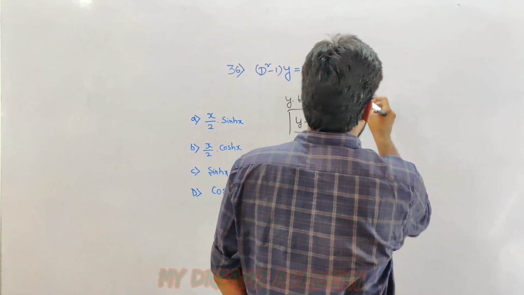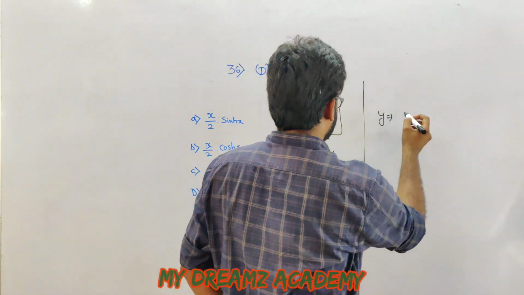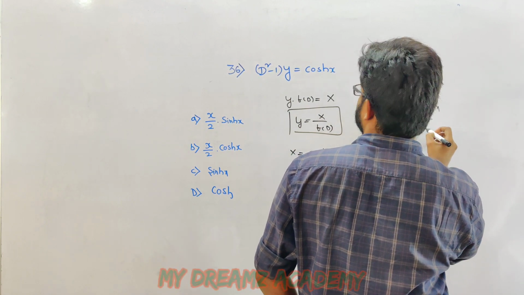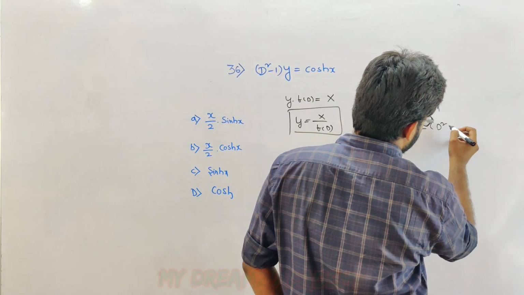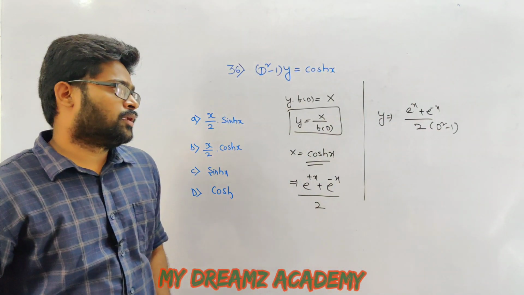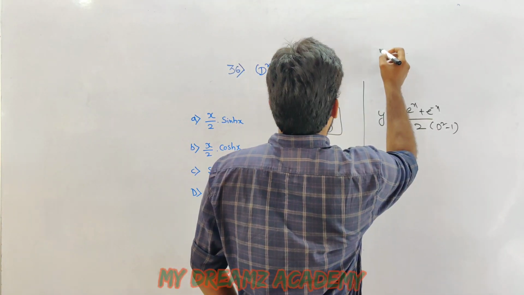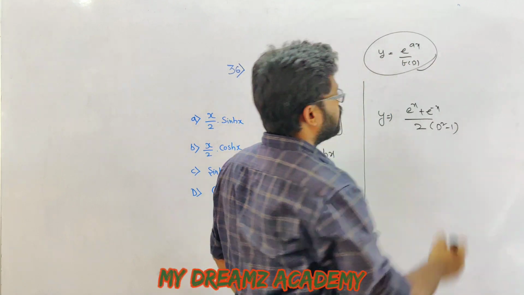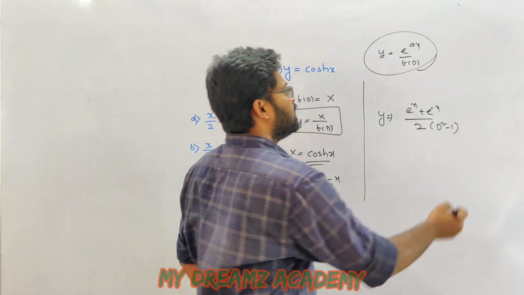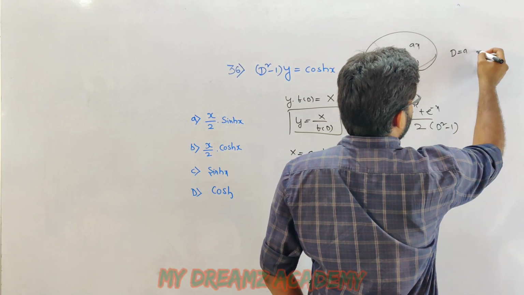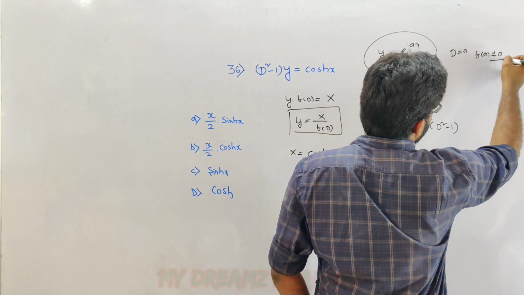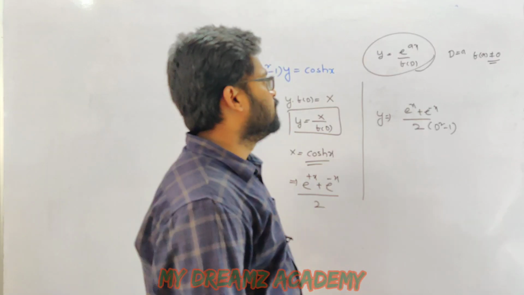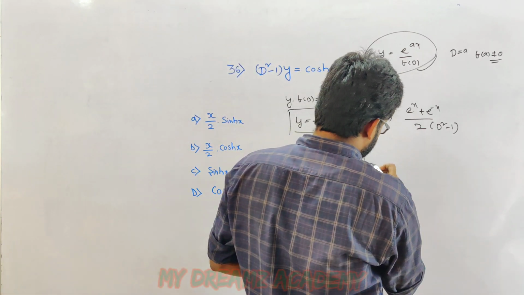Now how to solve this one? That is y is equal to e power x plus e power minus x divided by 2, and the function is d square minus 1. Now this is like y is equal to e power ax by f of d. How to find the particular integral for this one? We need to substitute d is equal to a, provided that f of a should not be equal to 0. If f of a is equal to 0, we need to go for the next step, that is f dash of a.